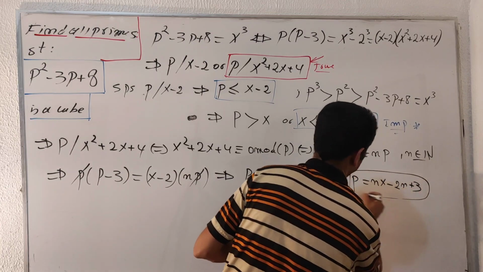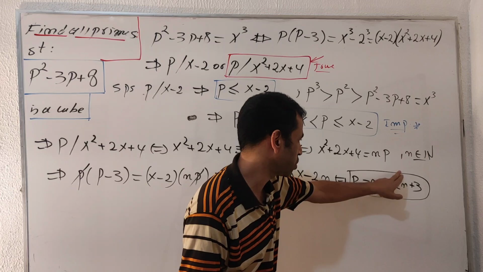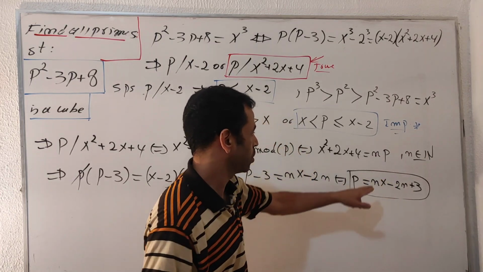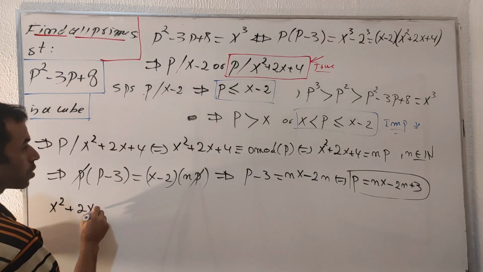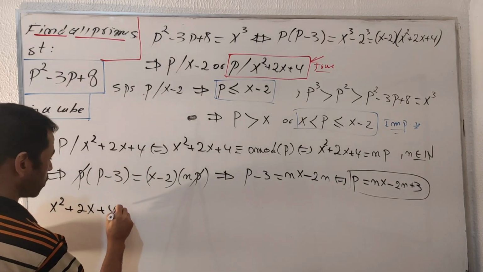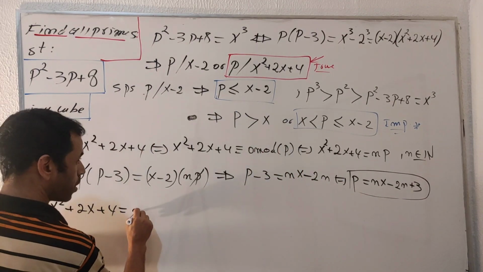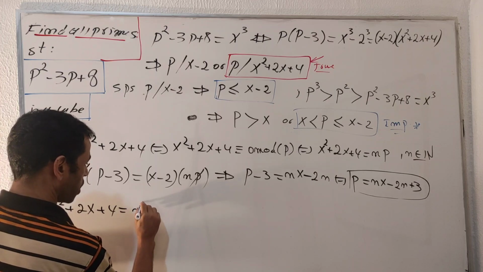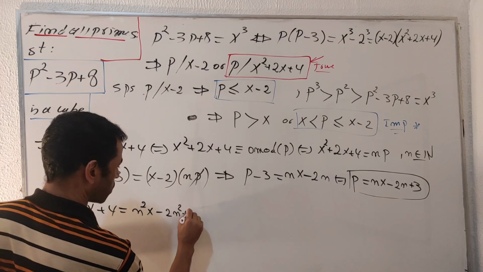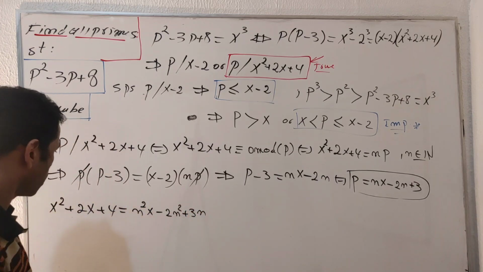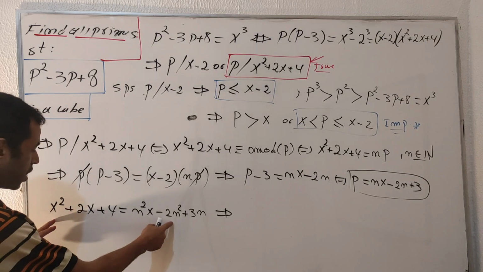So I have ended with this expression. We are not going far away, just to take this value of p and insert it back into this one. So we get x squared plus 2x plus 4 equals n multiplied by these things here, which is n squared x minus 2n squared plus 3n. Let's make the equation in terms of x as a variable and n as a constant.